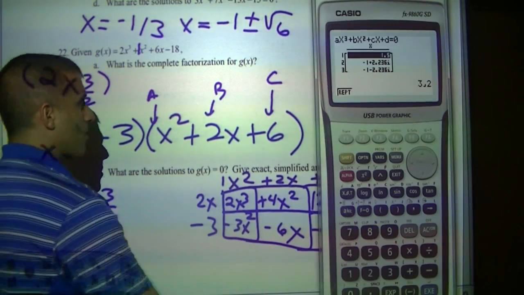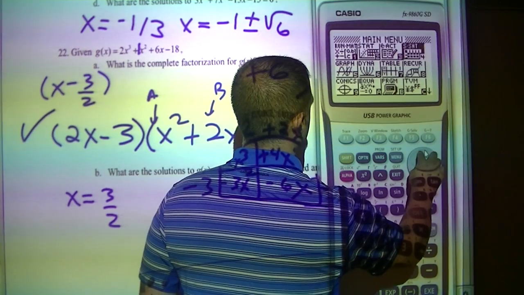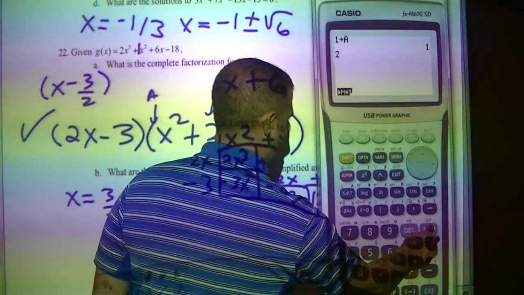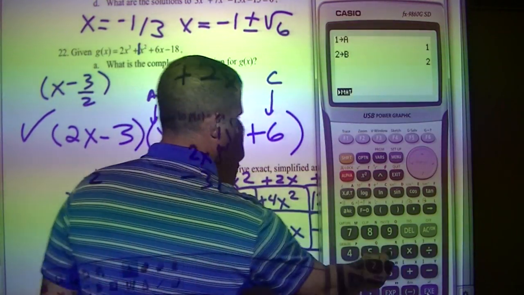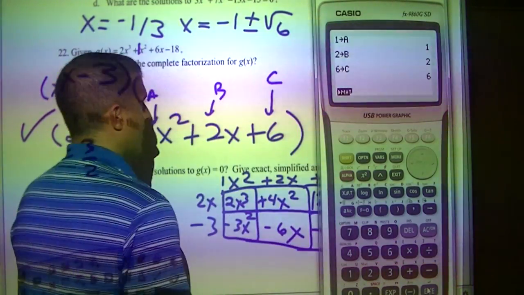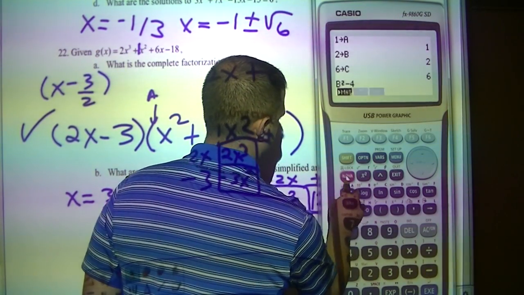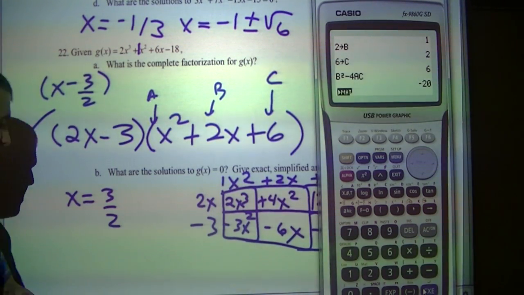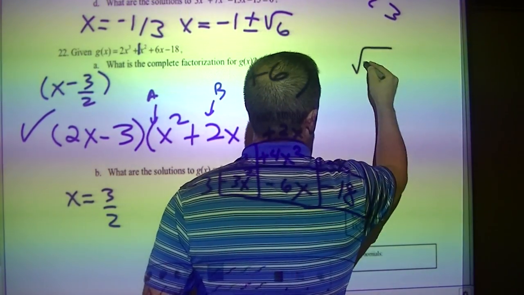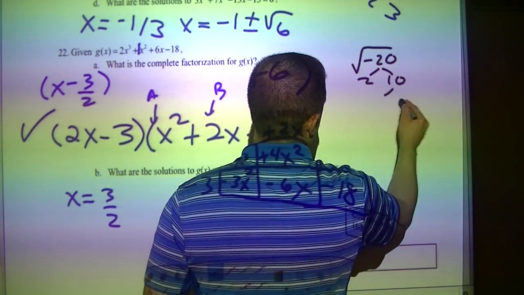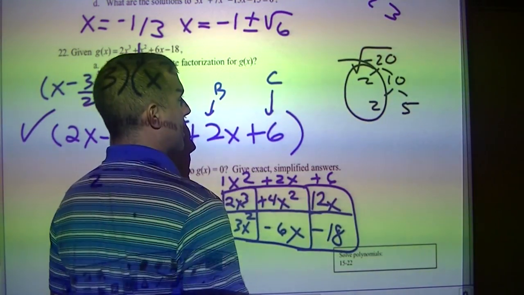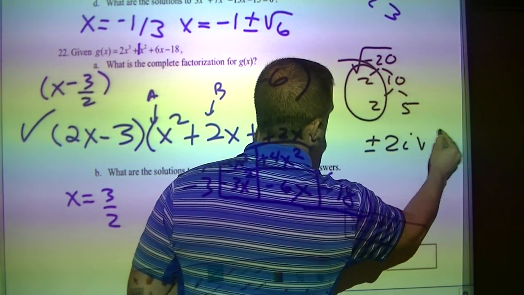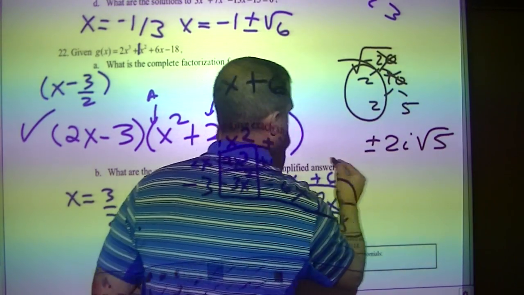So I'm going to do 1 arrow alpha A, 2 arrow alpha B, 6 arrow alpha C, and I'm going to do alpha B squared minus 4 alpha A alpha C. I got negative 20, and that's what I should get because I got imaginary. So I got square root of negative 20, which is 2 and 10, 2 and 5. Now, since I got that negative, I'm going to have plus and minus 2i square root of 5, because I can't use those anymore.